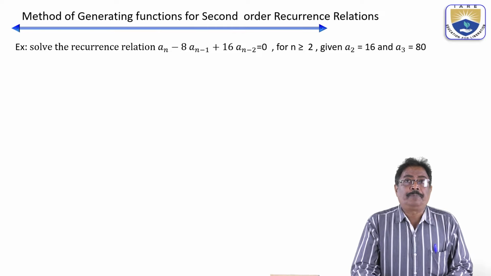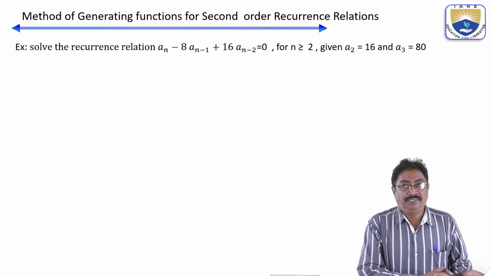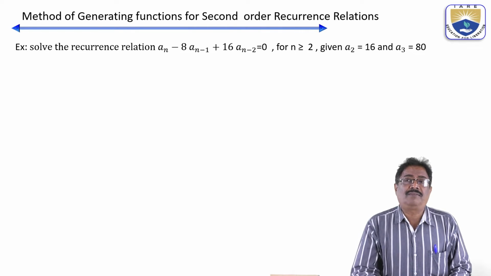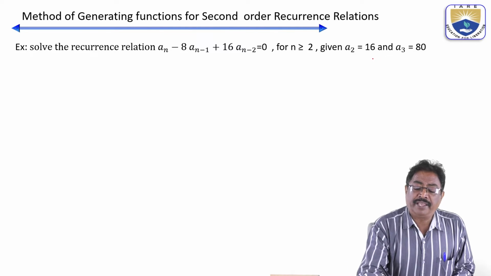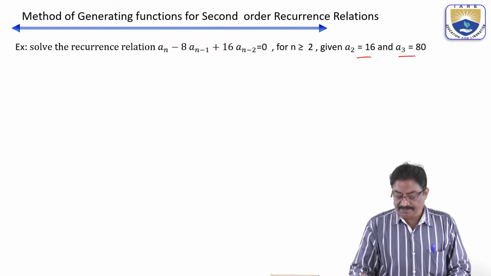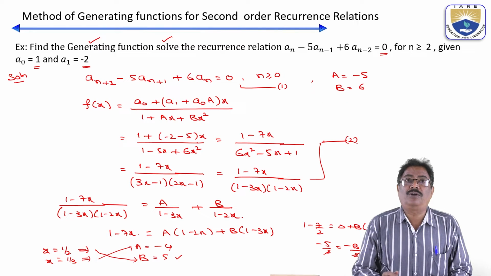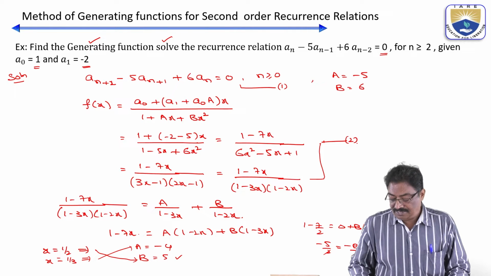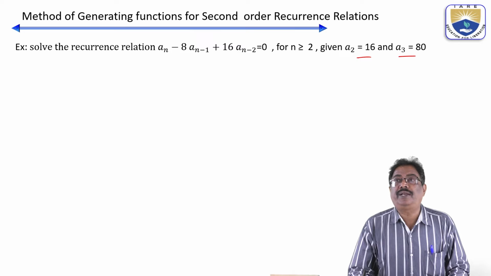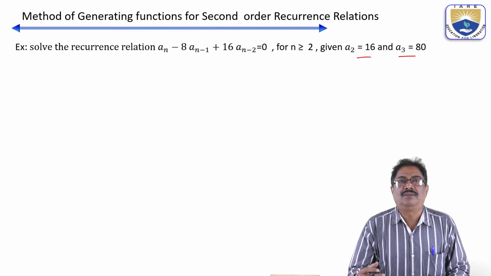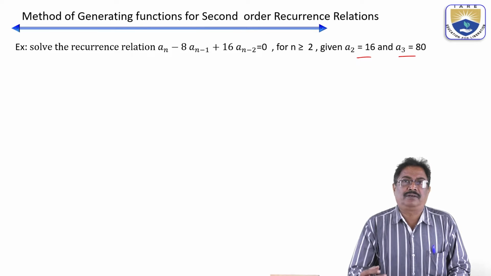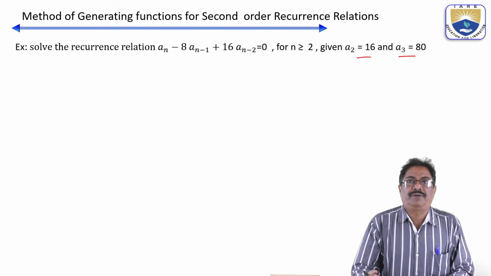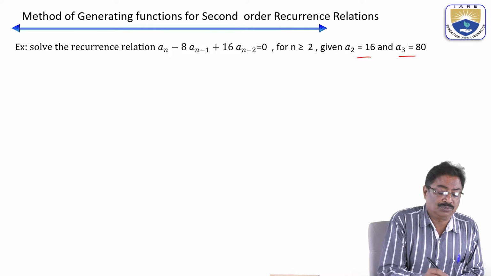Now let us go for the other example. Here, I am going to solve in a different way. Let us take this problem, where A2 is given and A3 is given. In the earlier problems, only A0 and A1 were given. Of course, we can solve in the previous way also, but you can follow the other way whenever you feel this is convenient.